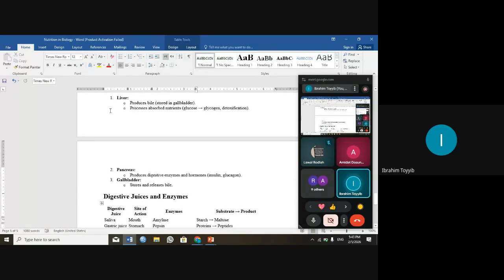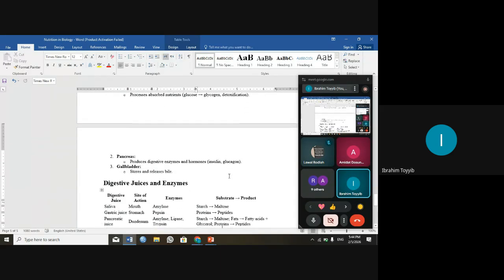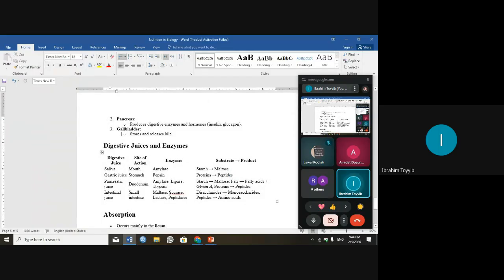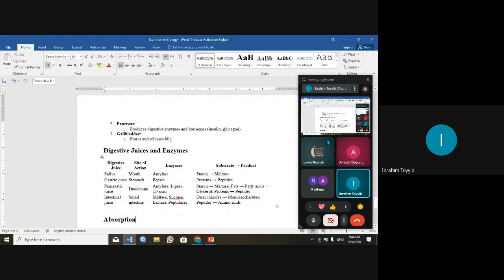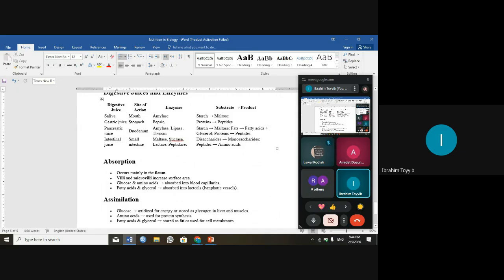So pancreas produces digestive enzymes and hormones. So you know pancreas produces two hormones, insulin and glucagon. The one that raises the level of glucose and the one that lowers the level of glucose. So gallbladder stores and releases bile. Gallbladder stores and releases bile. So don't forget liver produces bile and it is what is being stored in the gallbladder.